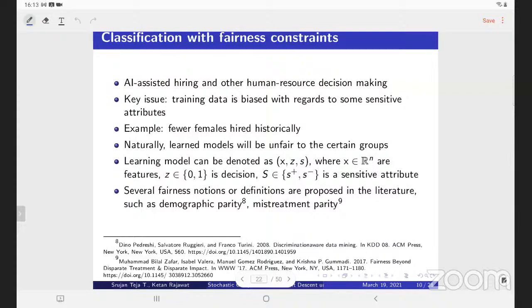So the model here is represented by this tuple, where X is a feature vector, Z is a decision label, whether a candidate is selected or not, and S is a sensitive attribute. Here I have considered a two-class sensitive attribute, but one can extend this idea to multi-class. Yeah, so several fairness notions have been proposed in the literature, but all these notions basically say that the decision process should be fair.